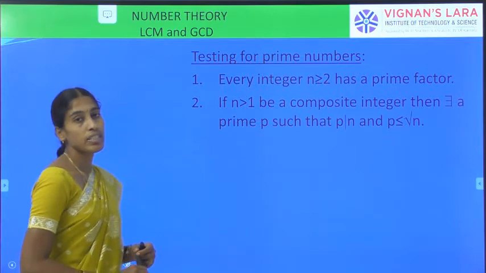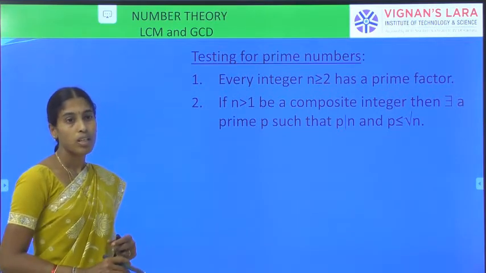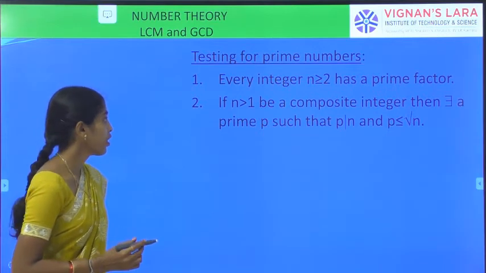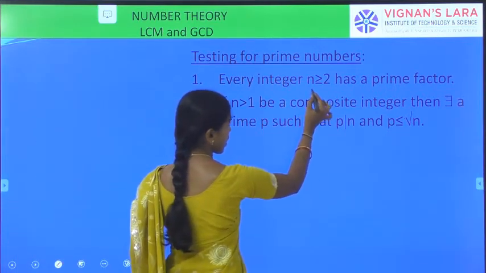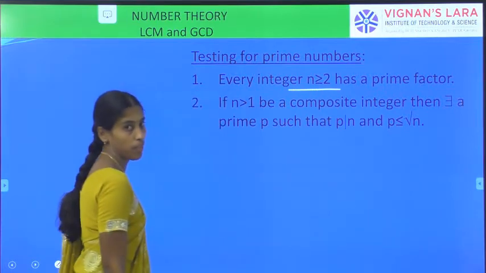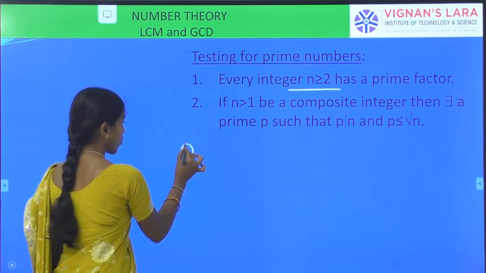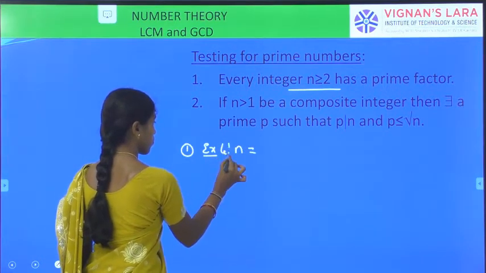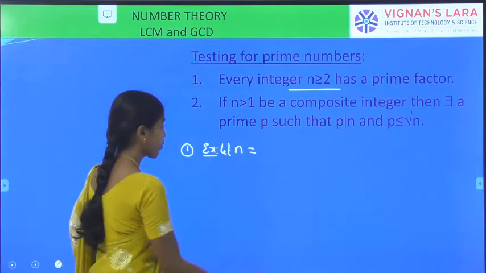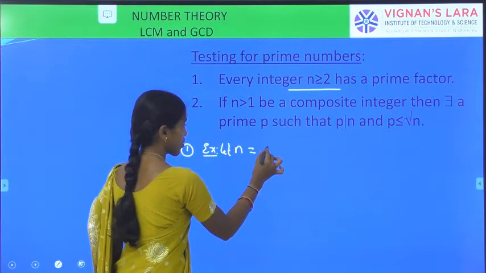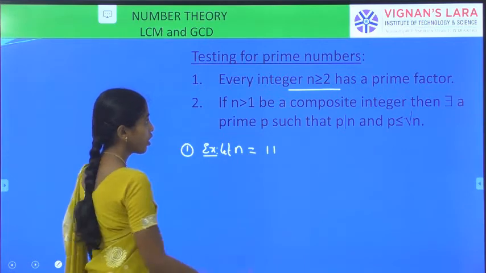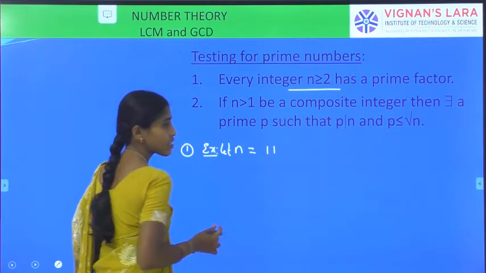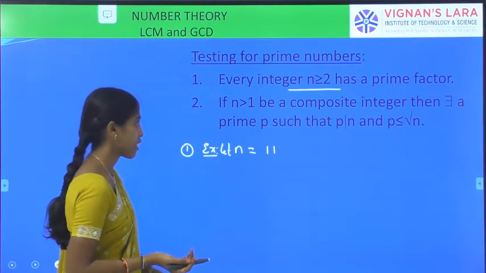Next concept is testing for prime numbers. Given number is prime or not, how can we check this one? Every integer n greater than or equal to 2 has a prime factor. Suppose we take one example, n is equal to, let us take it as 11. So what are the factors of n? 11's factors are only 1 and 11 itself.